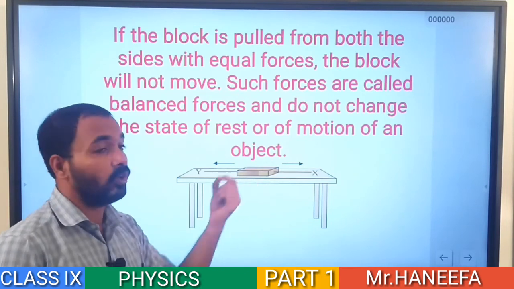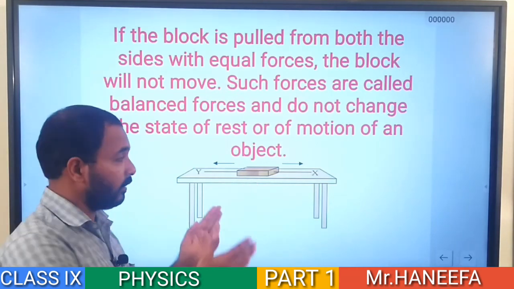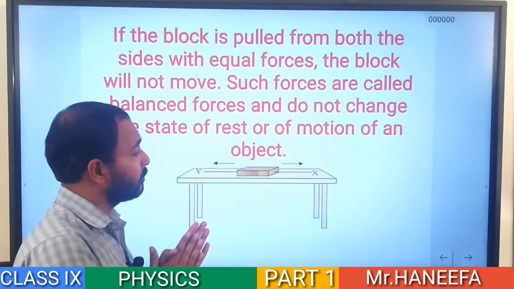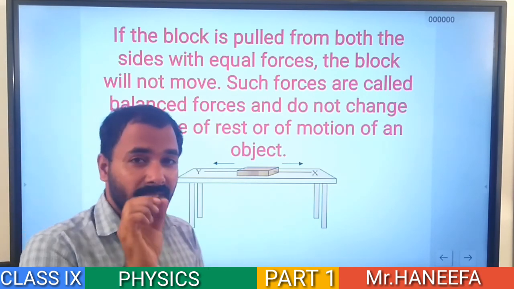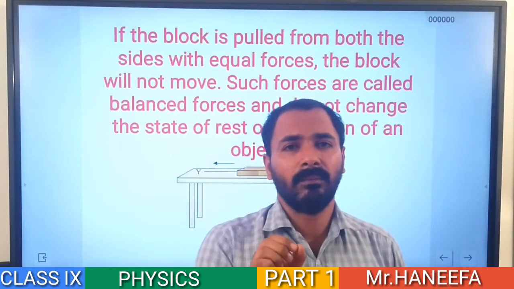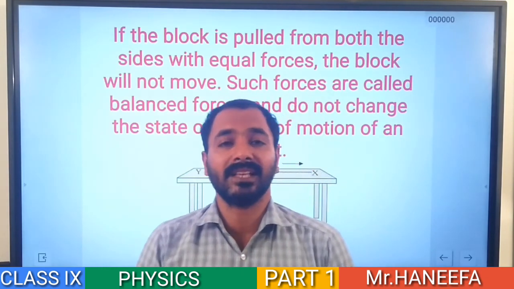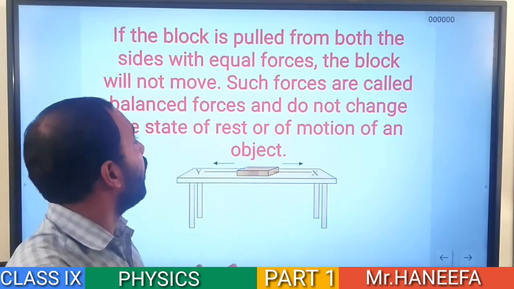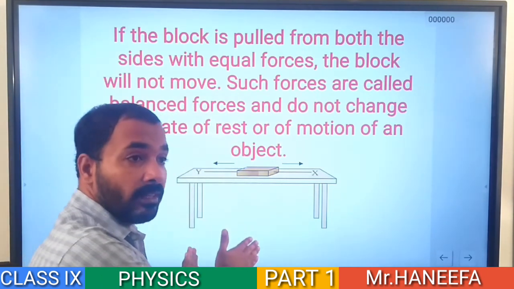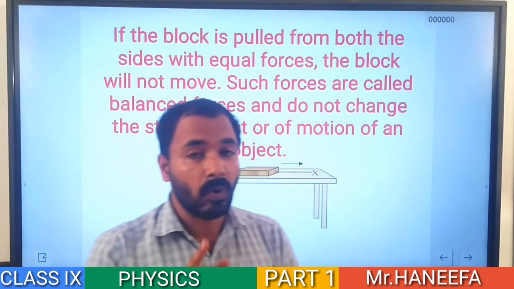So here there is no motion. Why? Here the wooden block is at rest. Why? On both sides equal magnitude of force is applied. This type of force is called balanced force. So what is a force?